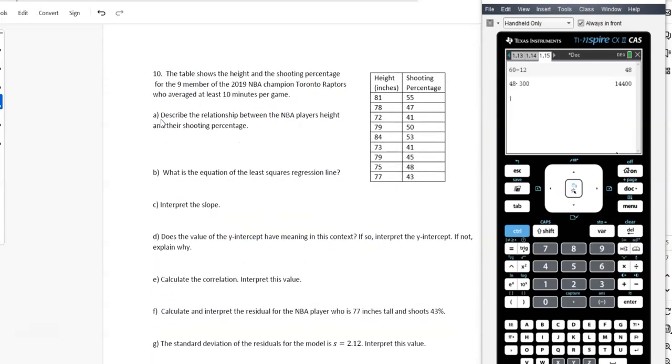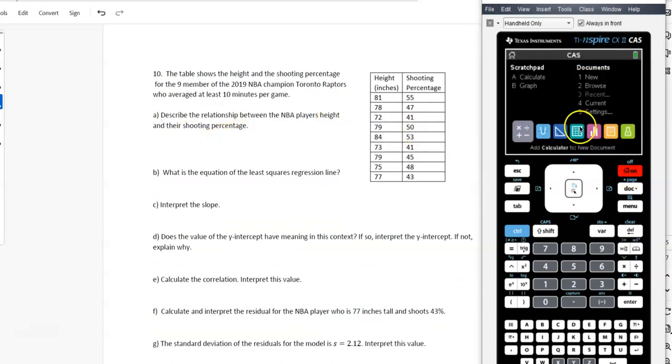Okay, this is a really good question to get you ready for stuff here. So go to your calculator, go ahead and type in the data here.